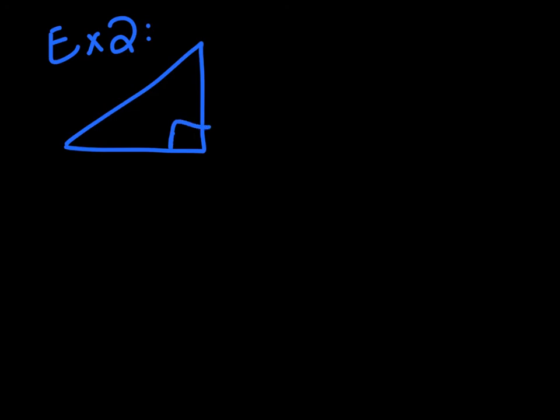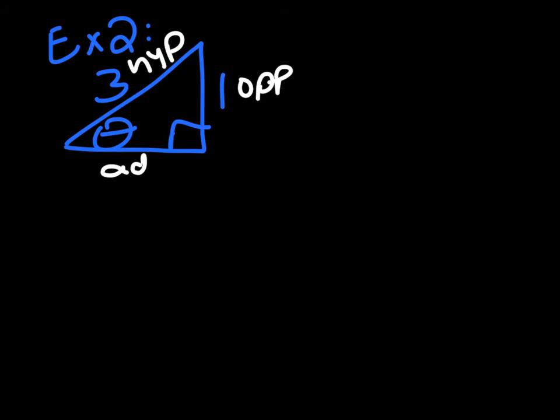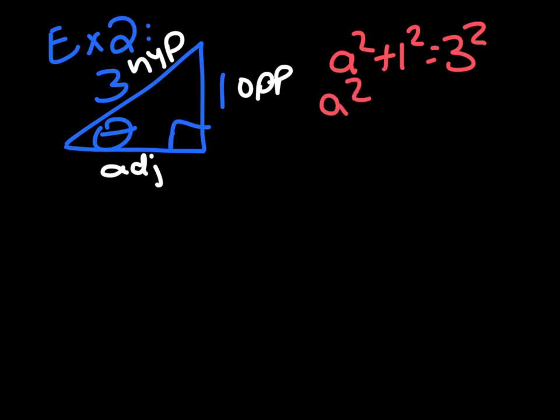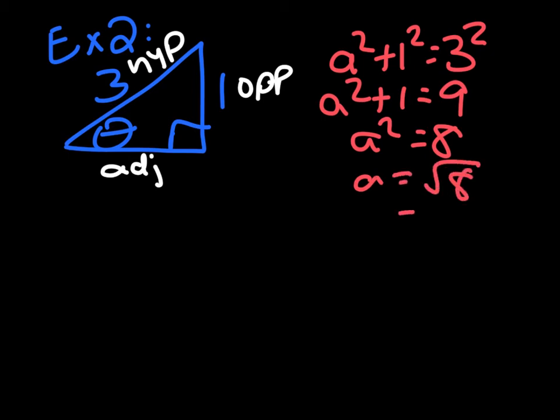Okay, example 2. Again, we have a triangle, theta. My hypotenuse is 3, my opposite is 1. So this is my opposite side, 3 is my hypotenuse, and this missing one is adjacent. If I do Pythagorean theorem, a squared plus 1 squared equals 3 squared, that's going to give me a squared plus 1 equals 9. A squared equals 8. A equals square root of 8. And I don't need to do plus or minus because we're talking about side lengths. This is 2 root 2.